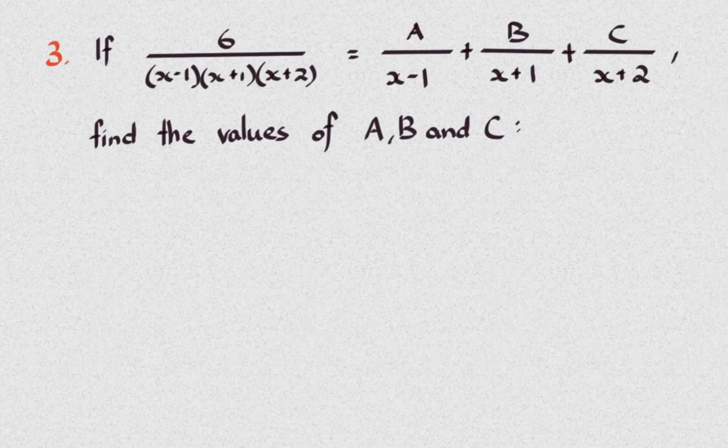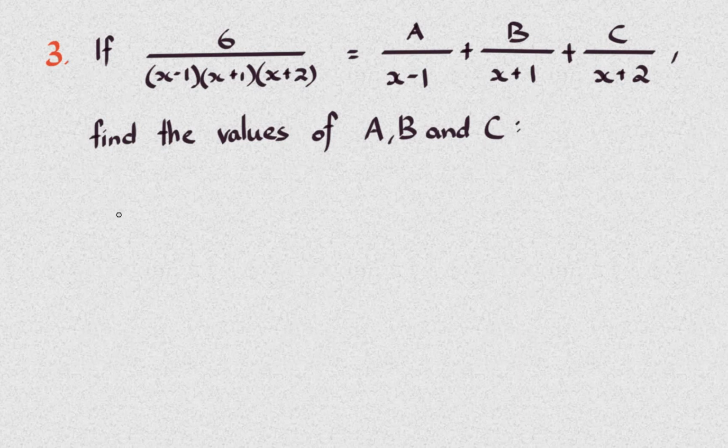So for this third example, we are not going to worry about actually integrating. We're just going to focus on our partial fraction skills. So we're told that if 6 over x minus 1 times x plus 1 times x plus 2 is equal to some a over x minus 1 plus some b over x plus 1 plus some c over x plus 2, let's find the values of a, b, and c. Because once we do that, we can rewrite this initial fraction that would be hard to integrate as the sum of these three individual, simpler partial fractions, which we then could integrate.